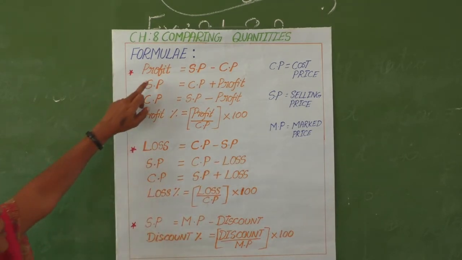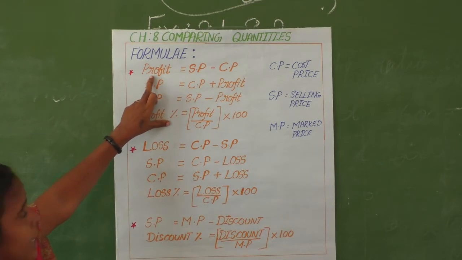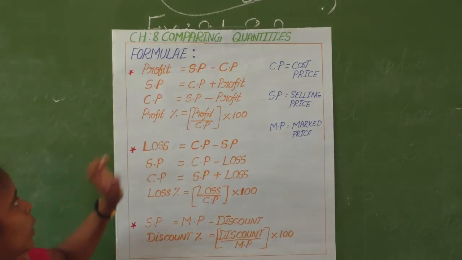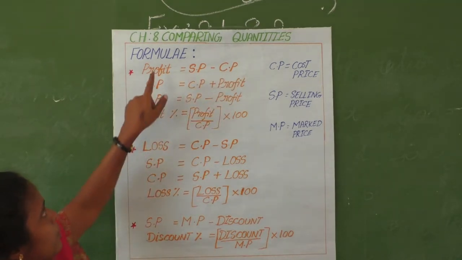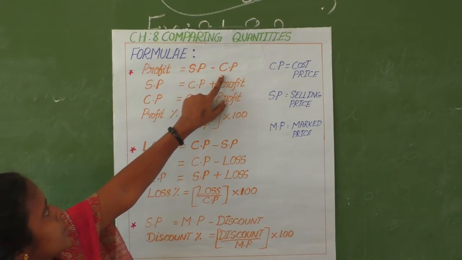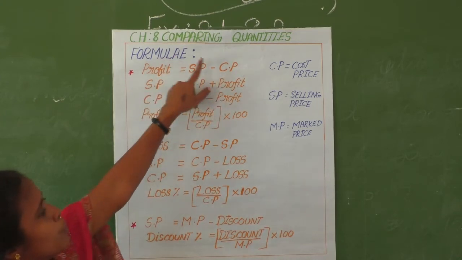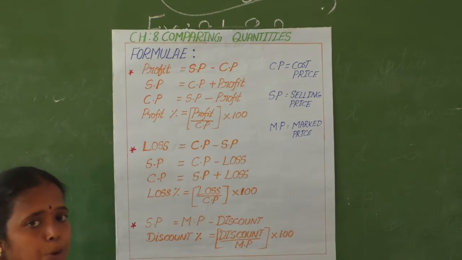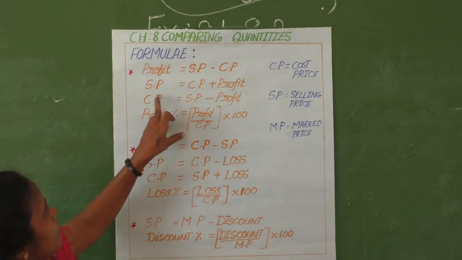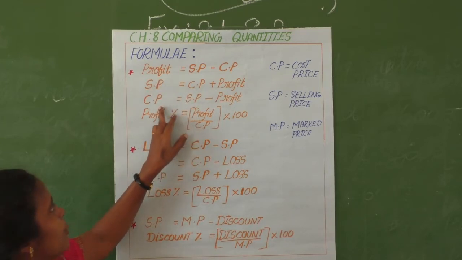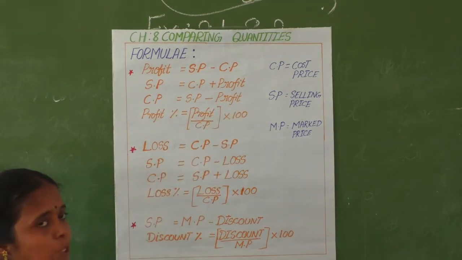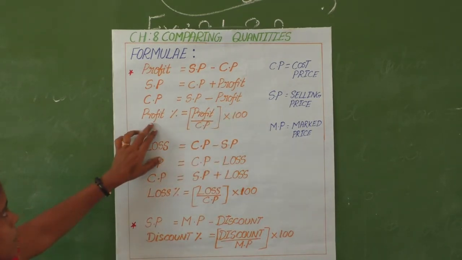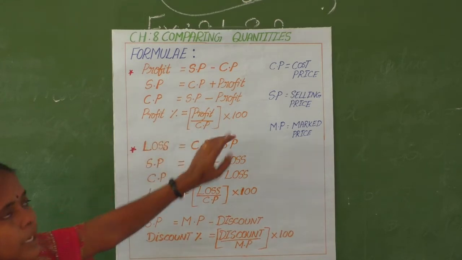See, again I am telling, profit or gain, that means labam. Profit equal to selling price minus cost price. Profit is given, CP is given. If you want to find the SP, both to be added: CP plus profit. CP is wanted when SP and profit are given. CP equal to SP minus profit. Profit percentage means profit by CP into 100.